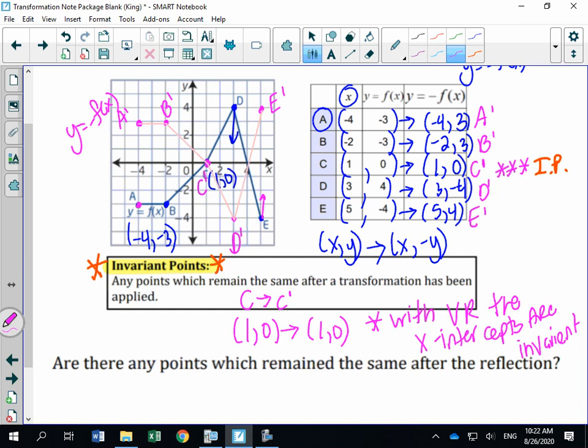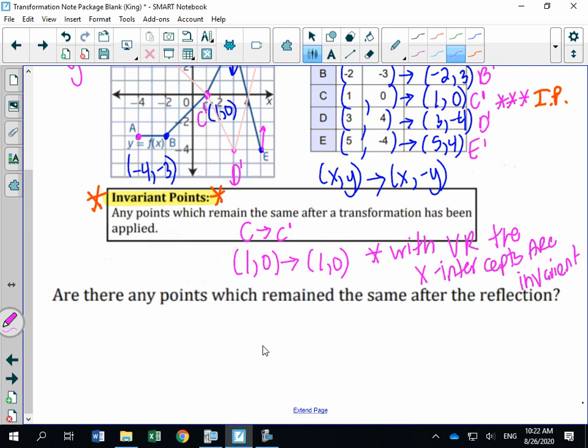So if I give you any graph, okay? So let's say, I'm just going to quickly draw a graph. Let's say it's just a straight line, right? And I say, where on this graph would the invariant points be if this graph undergoes a vertical reflection? And the answer is this guy here will be invariant, right? That's my invariant point. And so it says, are there any points which remained the same after the reflection? And that was the x-intercept, right? That's going to be our invariant point.